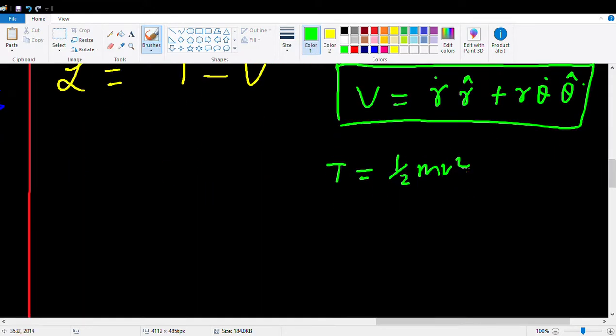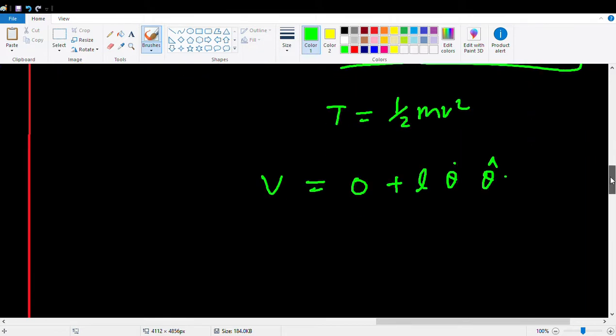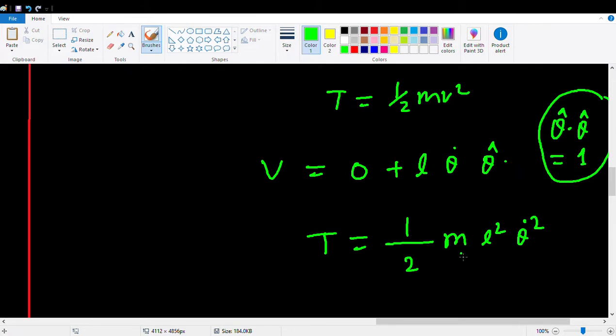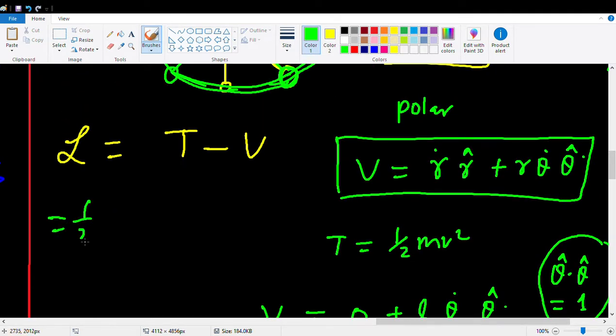So with the help of this, my r dot becomes 0, R is replaced by L, and it is theta dot. So the kinetic energy is going to give me, this squared becomes L squared theta dot squared. Now theta hat dotted with itself is just a unit product, so I don't have to do anything. Well, just put it here: half m L squared theta dot squared.